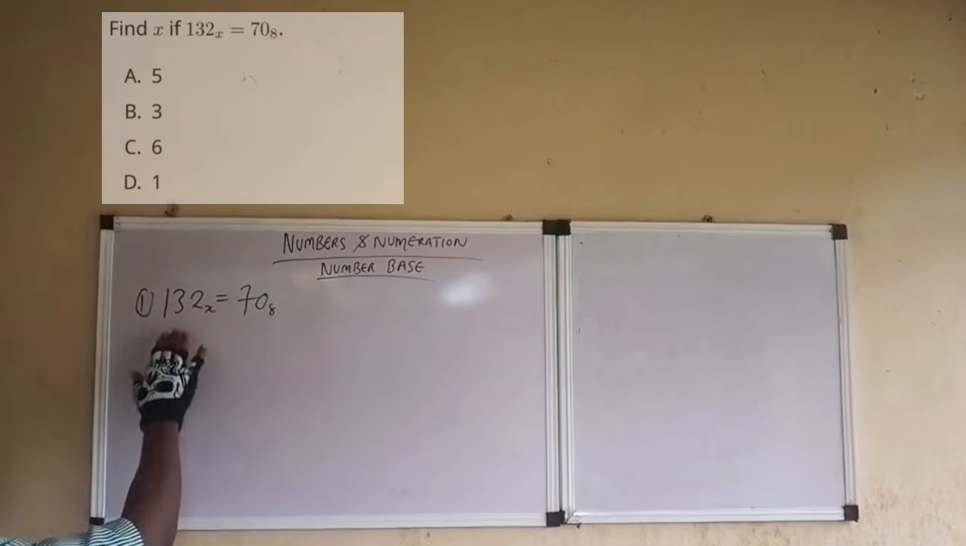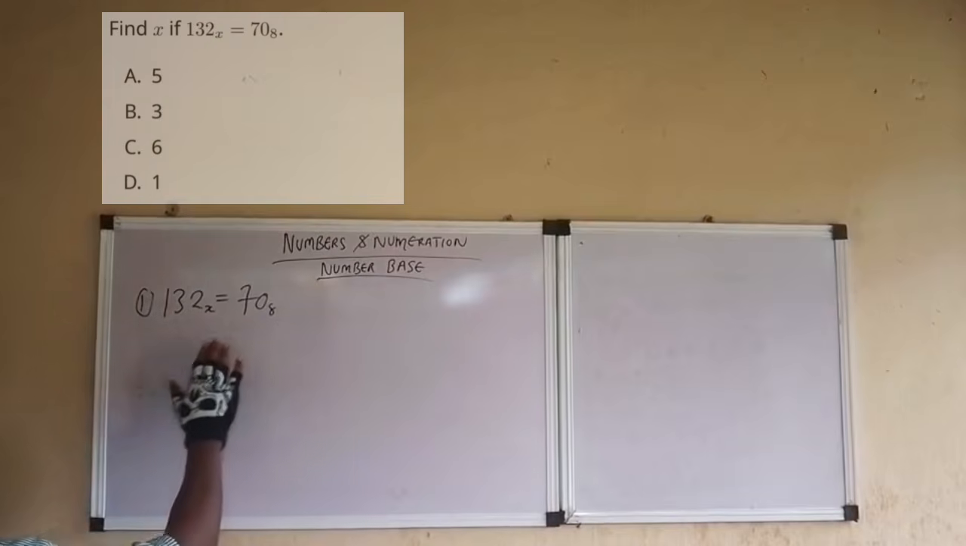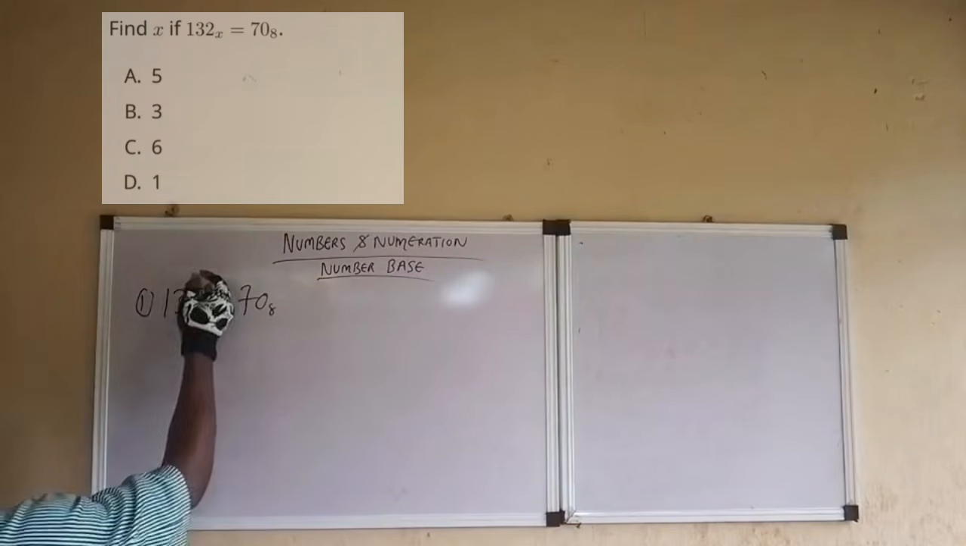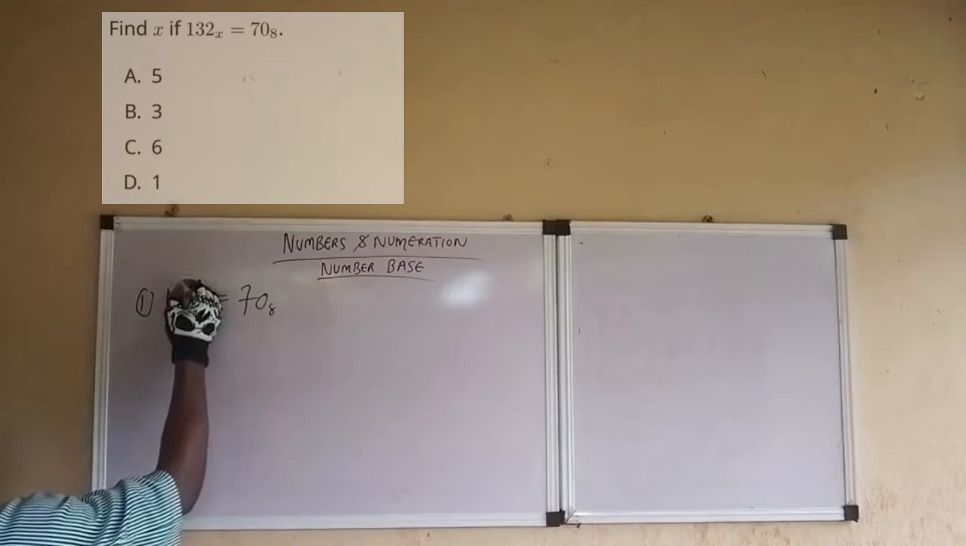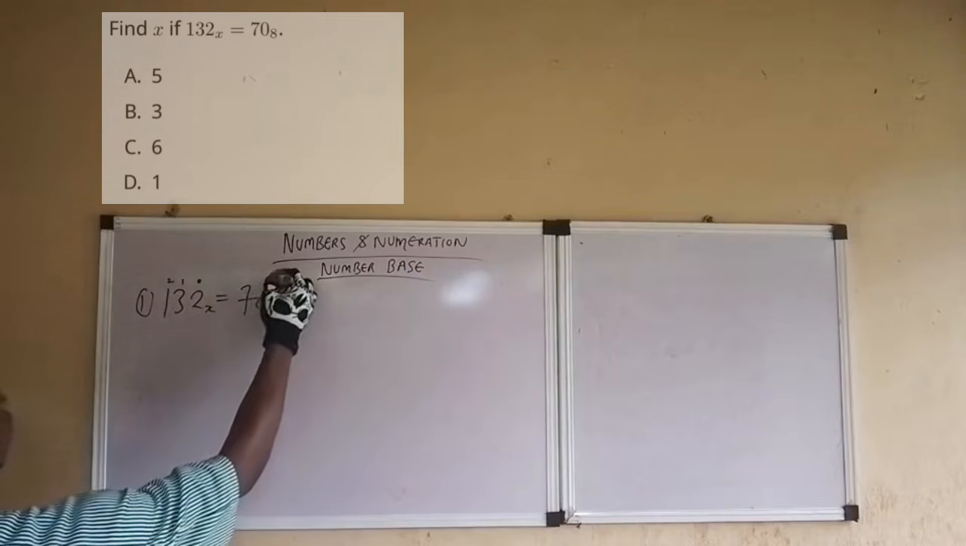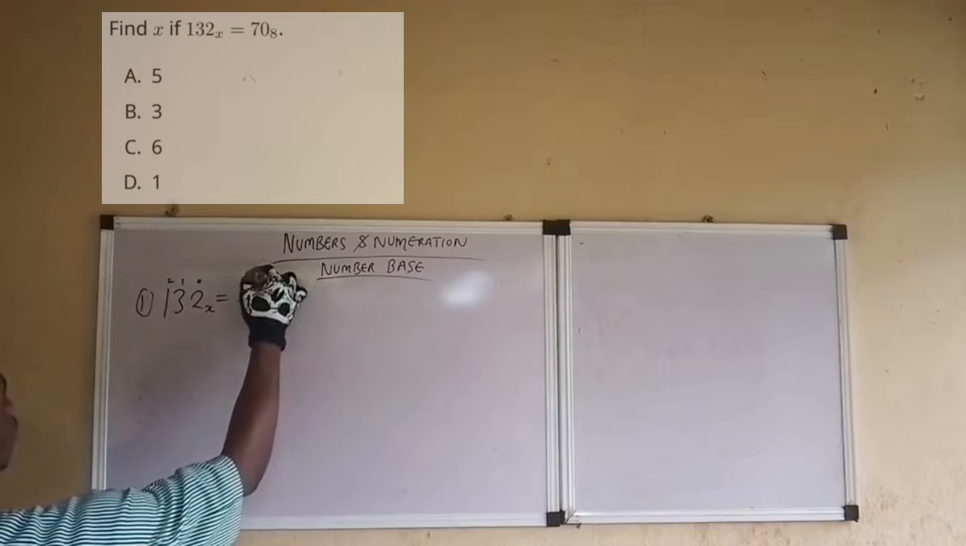So we need to make sure that what we have on the left-hand side and what we have on the right-hand side are in the same base. So we're going to convert them to base 10. Now, how do you convert a number to base 10? It is very simple. The first step is to number from the right to the left, starting from 0. So I'm going to put a little number 0, 1, 2. You see, I'm numbering from the right to the left, starting from 0. Here also, I'm going to number from the right to the left, starting from 0.